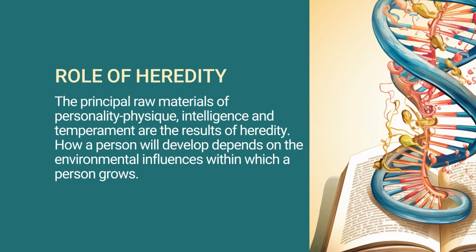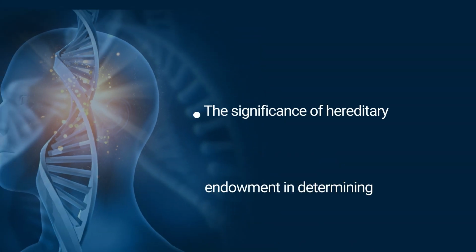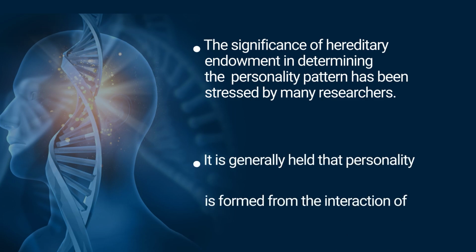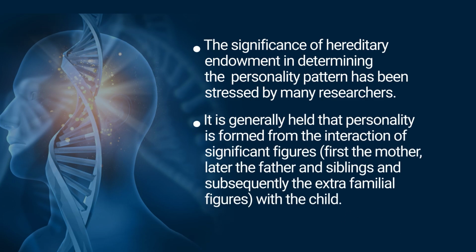How a person will develop depends on the environmental influences within which a person grows. The significance of hereditary endowment in determining the personality pattern has been stressed by many researchers. It is generally held that personality is formed from the interaction of significant figures in the family, first the mother, later the father and siblings, and subsequently the extra-family figures with the child.